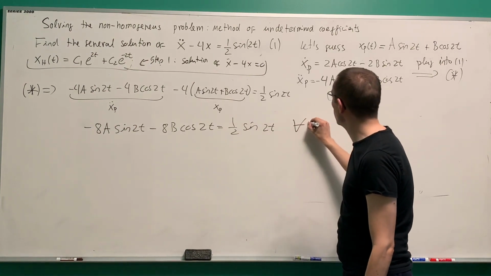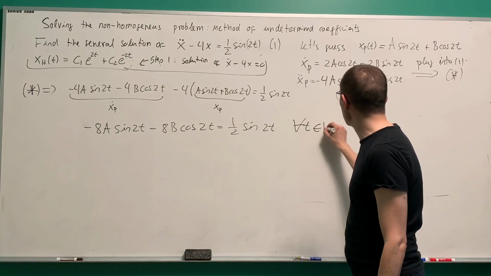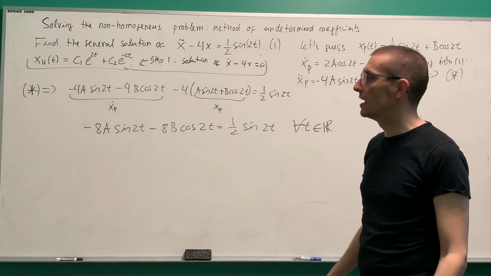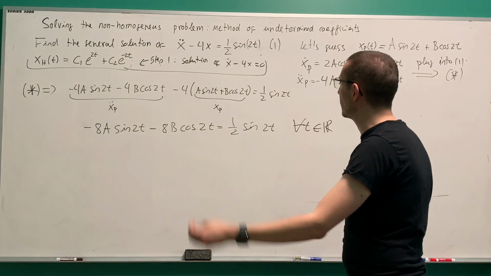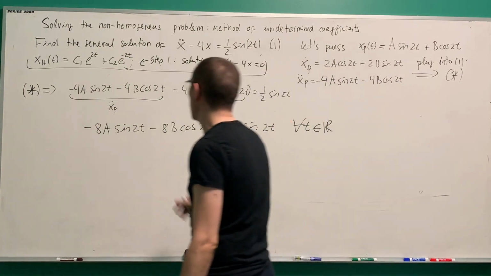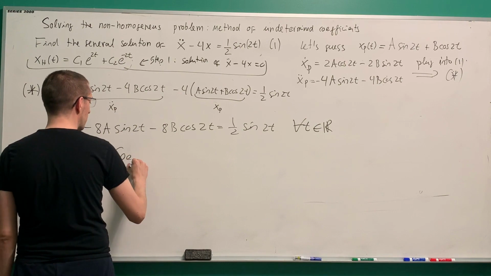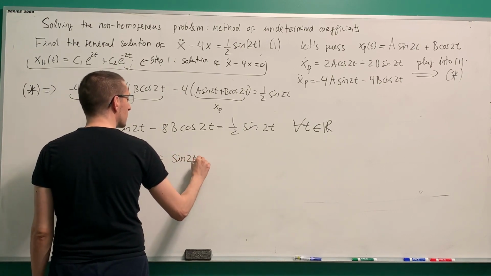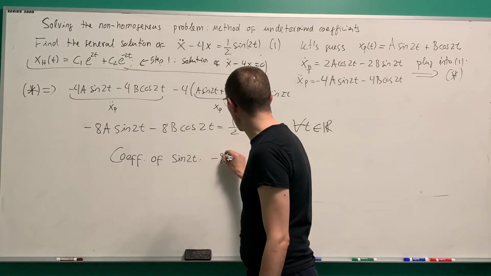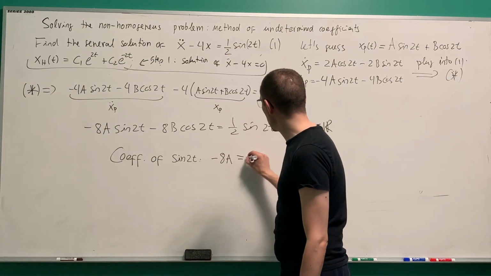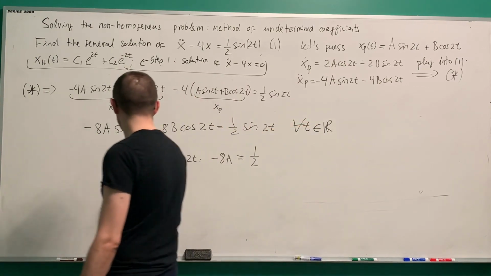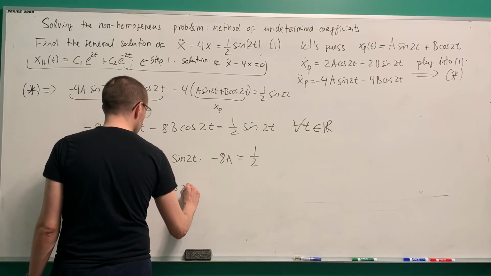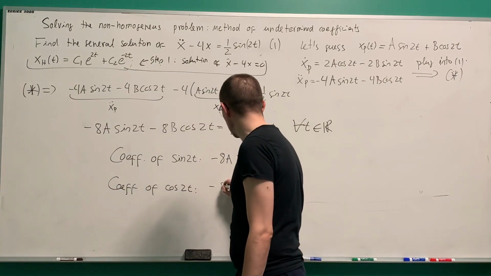Now, this has to be true for all t. The only way that happens is if the coefficients of the sine on the left are equal to the coefficients of the sine on the right, and also if the coefficients of the cosine on the left are equal to the coefficients of the cosine on the right. Let's do that. That gives us two equations. Coefficients of sine 2t: on the left, we get minus 8a. On the right, I get 1/2. The coefficients of the cosine of 2t: on the left, I have minus 8b.